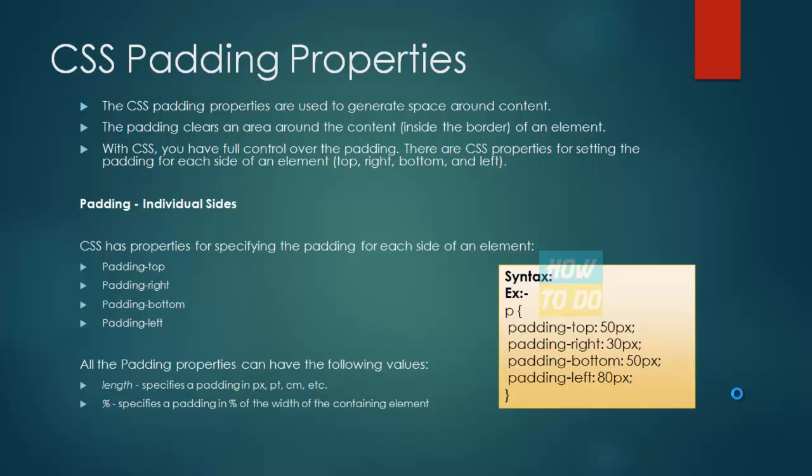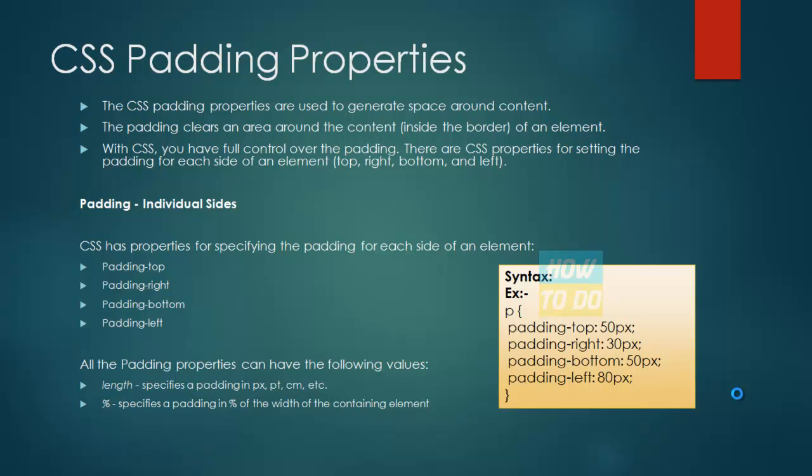Padding individual sides. Now let's understand the individual sides and how to do padding. CSS has properties for specifying the padding for each side of an element, which is padding-top, padding-right, padding-bottom, and padding-left. So the padding will start from top, right, bottom, and left.